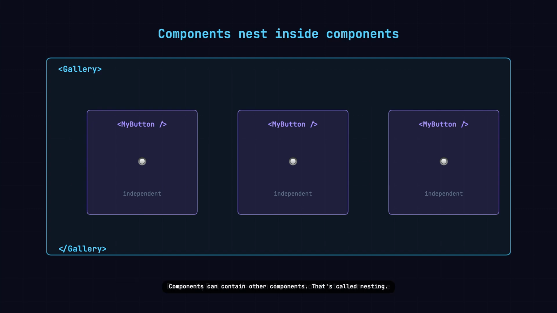Components can contain other components, that's called nesting. You can use myButton inside a gallery component multiple times. Each myButton is independent. Each one can have its own state later. You can build entire pages this way, one component inside another, all the way down.